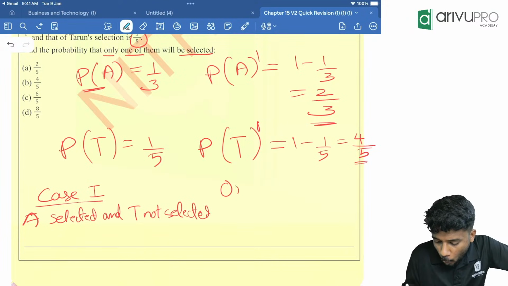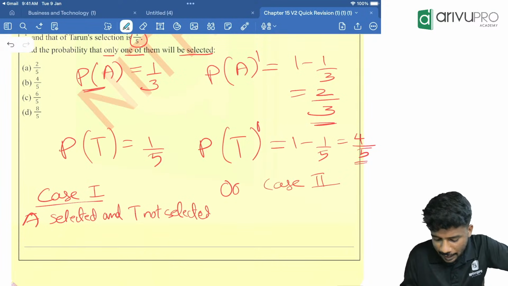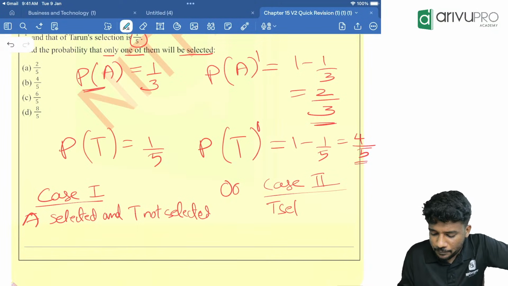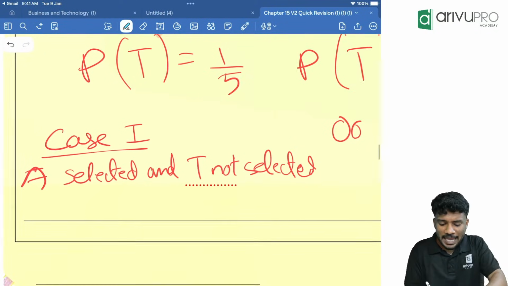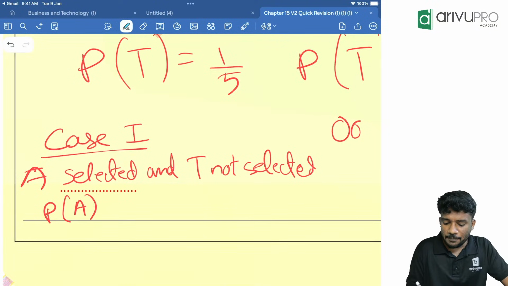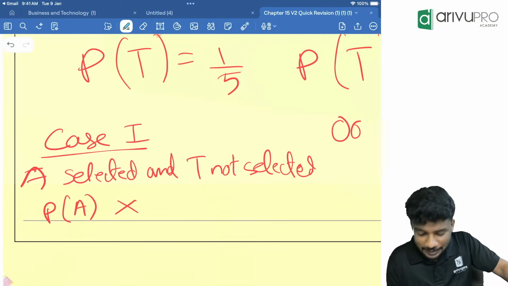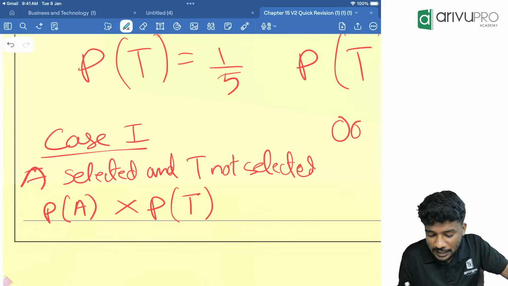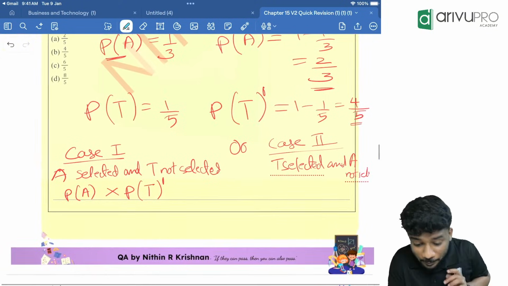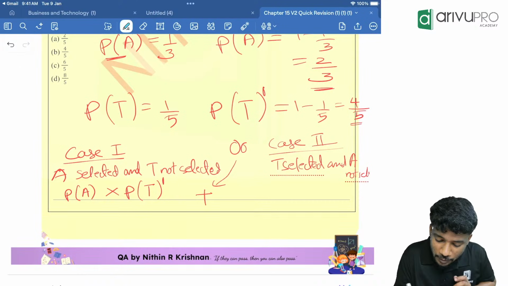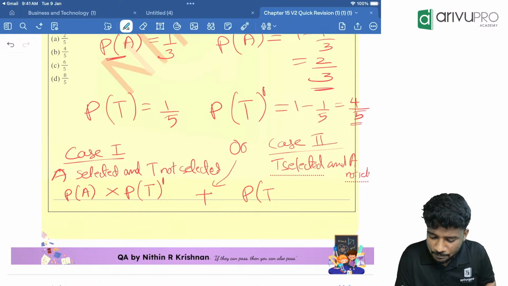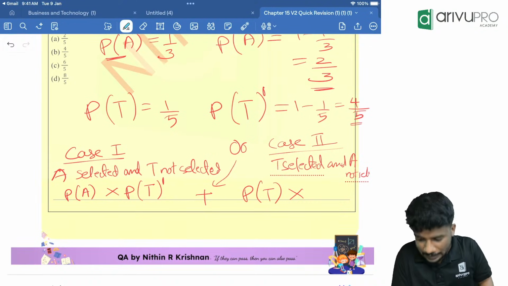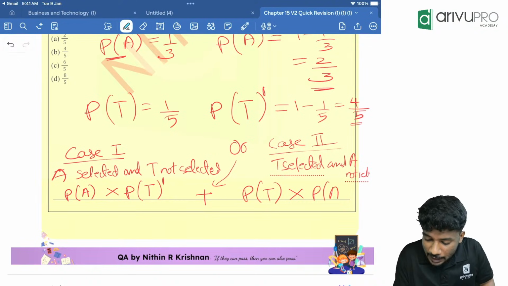Next one, or case 2. In case 2 what can happen? Tarun selected and Arun not selected. Now, A selected means we will take P of A into, and means into. Then Tarun not selected means P of T complement. Whenever or comes into the picture, we will put a plus sign. Then Tarun selected, P of T, then and means into, then Arun not selected means P of A complement.